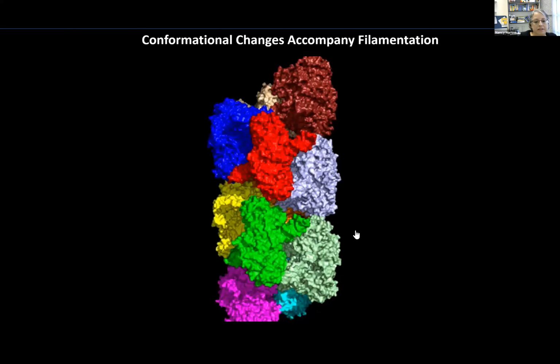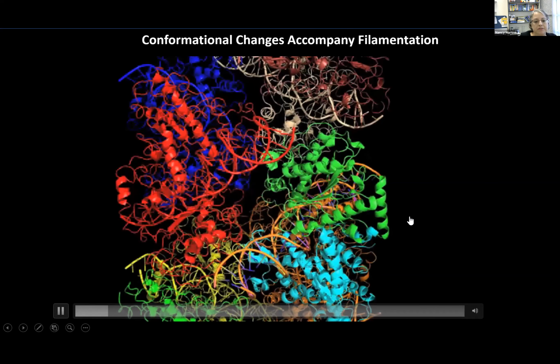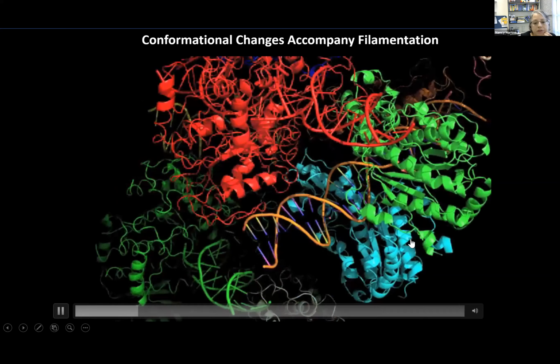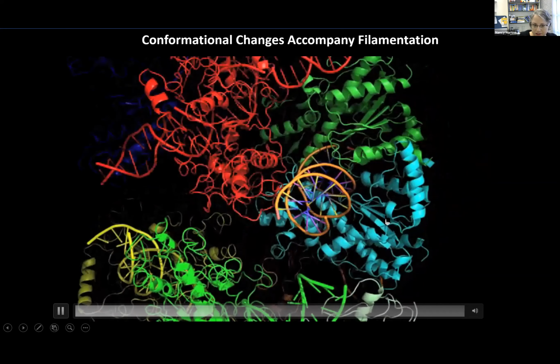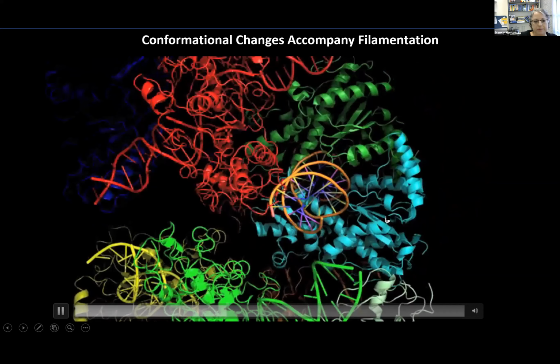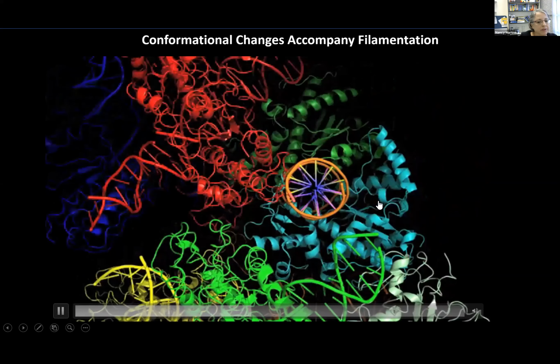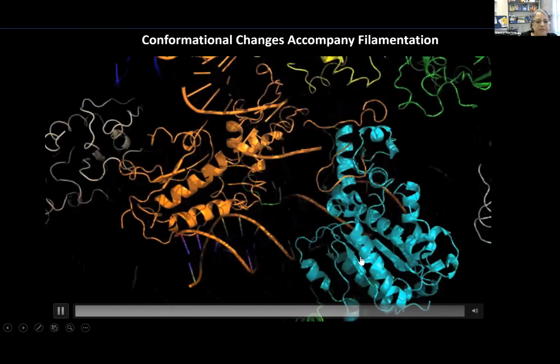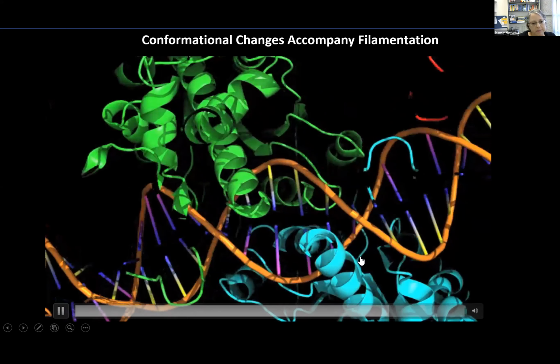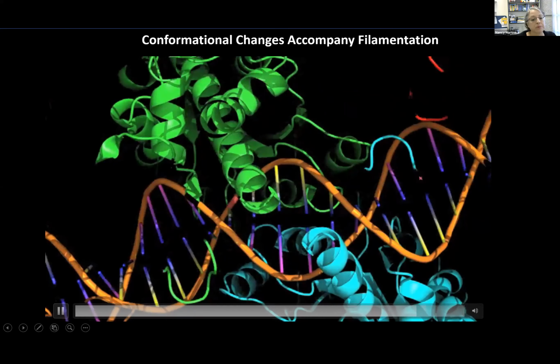There is a change in conformation of the enzyme. So here in this movie, I'm morphing between the two conformations found in the crystal structures of the low activity conformation and that found in the filament with the activated conformation. And these conformational changes, we think, are made to maximize interactions with neighbors in the filament.